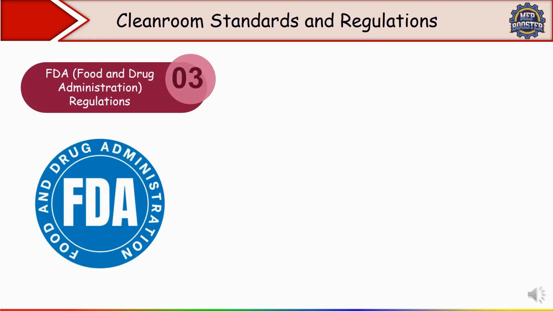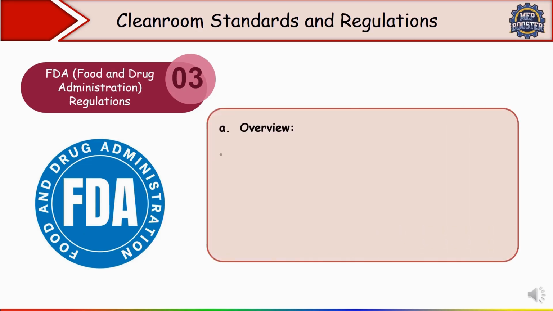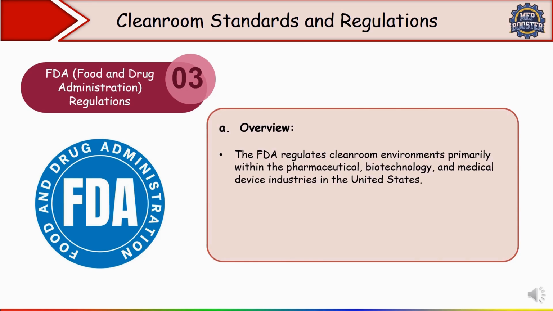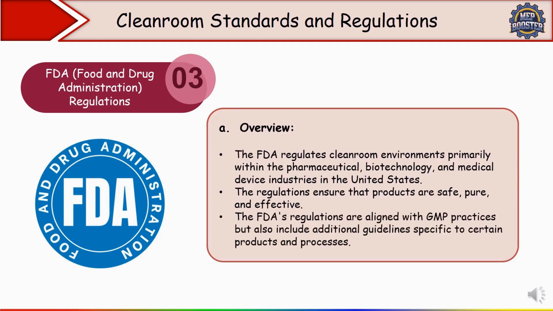Then finally, we'll see the third one, FDA, Food and Drug Administration regulation. First we'll discuss the overview. The FDA regulates clean room environments primarily within the pharmaceutical, biotechnology and medical device industries in the United States. The regulation ensures that products are safe, pure and effective. The FDA regulations are aligned with GMP practice but also include additional guidelines specific to certain products and processes. So this is the overview of FDA regulation.